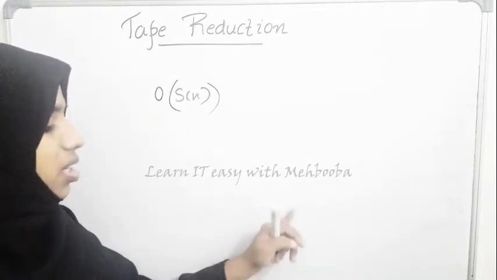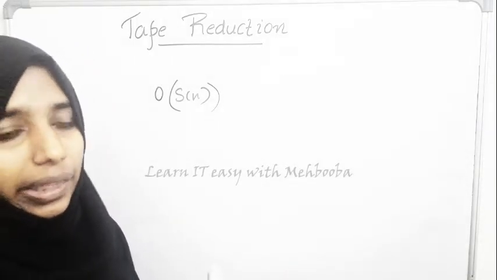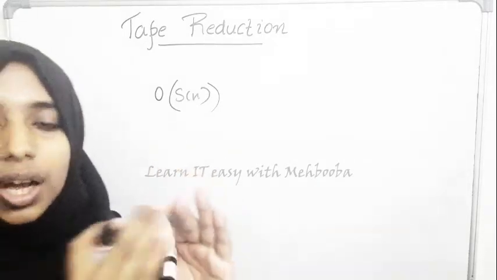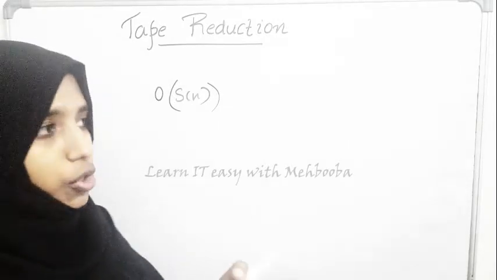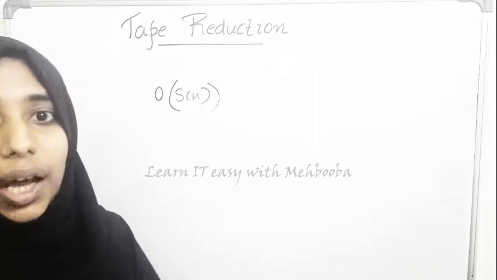So space is not a big deal. So the real question is time. That is, in how much time can we achieve this reduction from a multi-tape K-tape Turing machine into a single tape Turing machine? So we will see how it is possible and how we can do that.